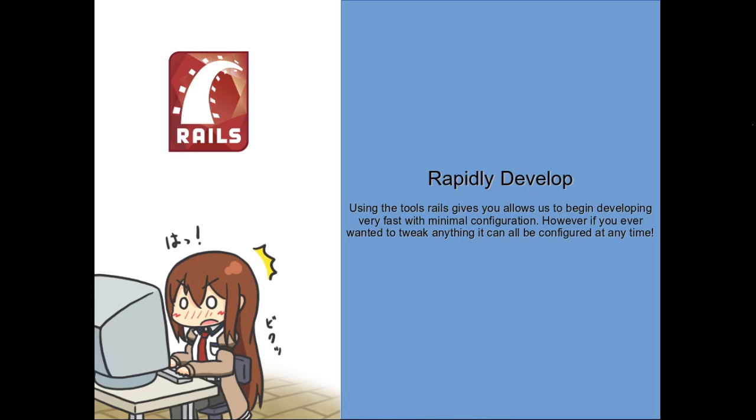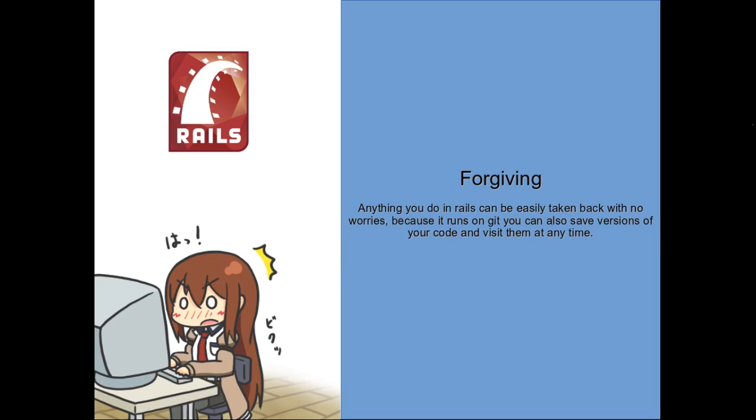So, moving on. Rapidly develop. So yeah, basically, went over this earlier. Using the tools Rails gives you, it allows us to begin developing very quickly with minimal configuration. If you ever need to tweak anything, it can be done later. It's forgiving. This is a good one. Pretty much, Rails is very modular and a very forgiving framework. So anything you do, anything you screw up, can easily be taken back with no worries.